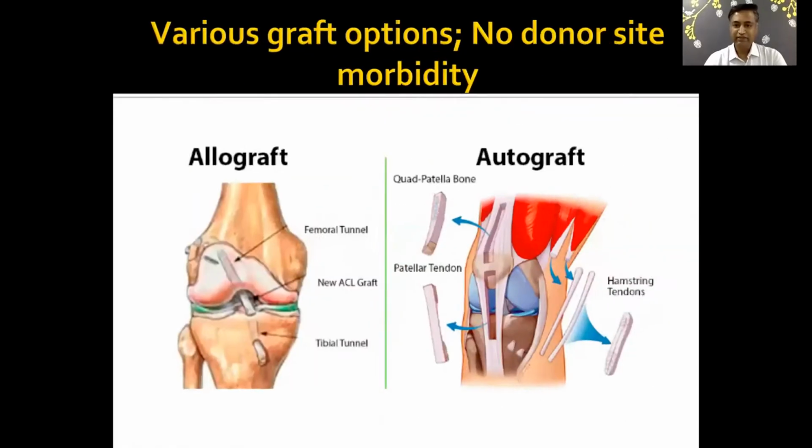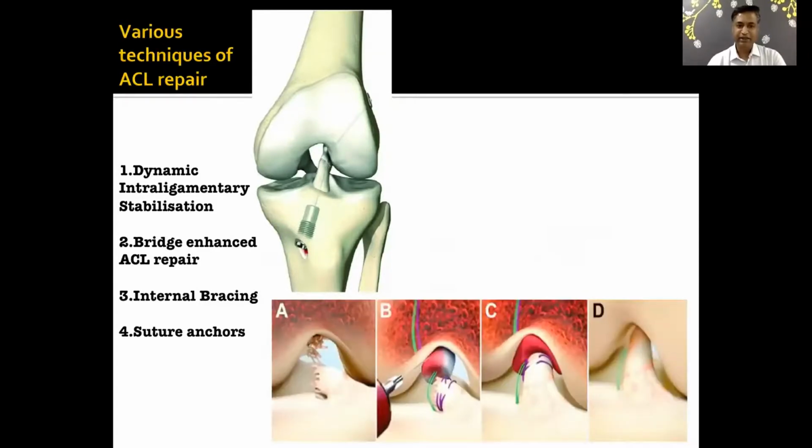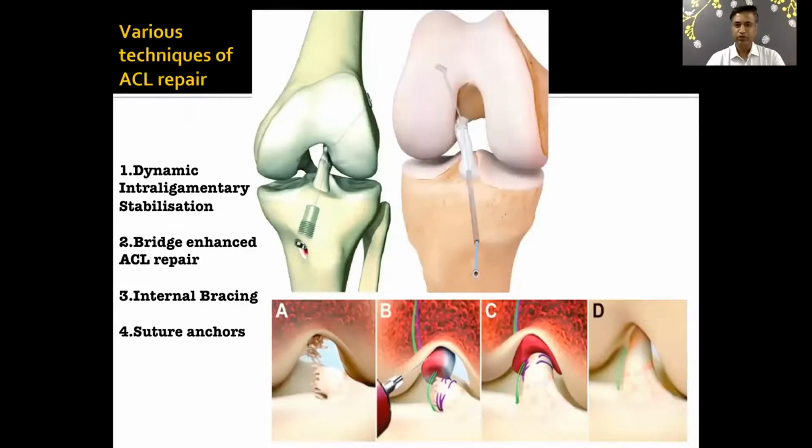So these are the various graft options which we commonly use for doing ACL reconstruction. If you have an ideal candidate for repair, definitely we should give an opportunity for repair so that we can avoid this graft morbidity. There are several techniques which are being described in the literature. The first is dynamic intraligamentary stabilization. The second is the bridge-enhanced ACL repair technique. This is the most commonly done internal bracing technique.